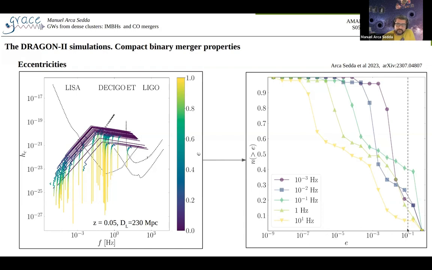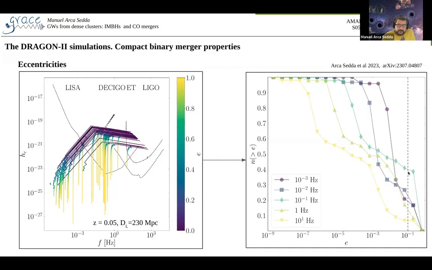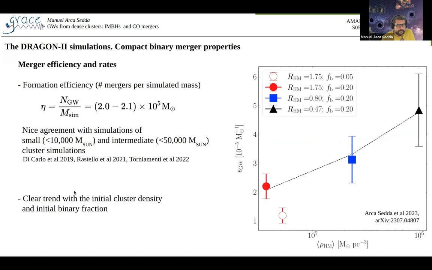So this means that around 40%, for example, of our mergers are eccentric in the LISA band, where the LIGO may be active. And this is our take home number three, in fact. Mergers can preserve a substantial eccentricity in both millihertz and hertz frequency bands. Interestingly, the amount of mergers in each band can be connected with the formation history of these binaries.